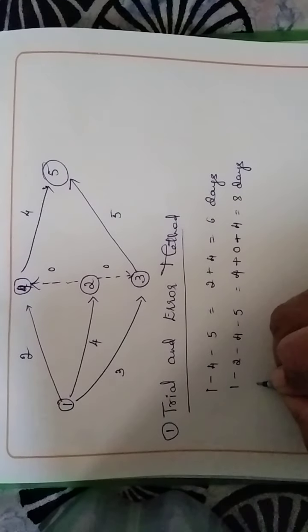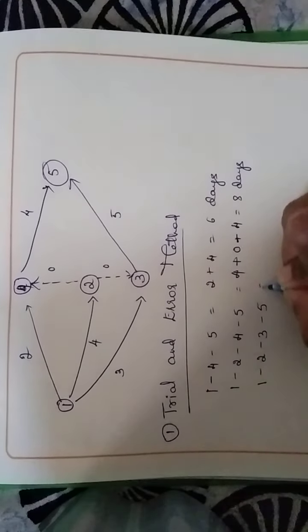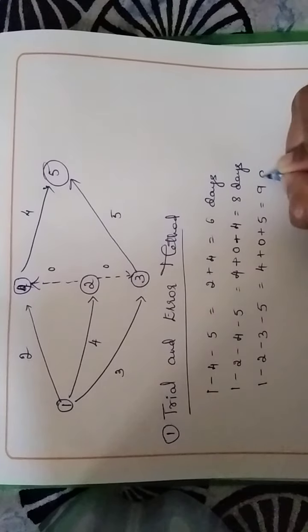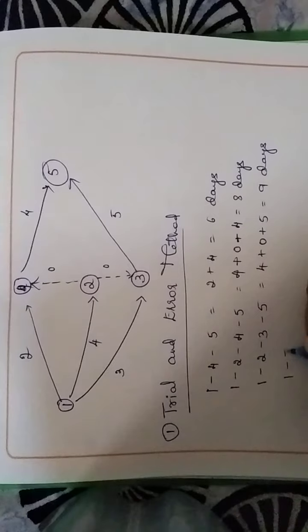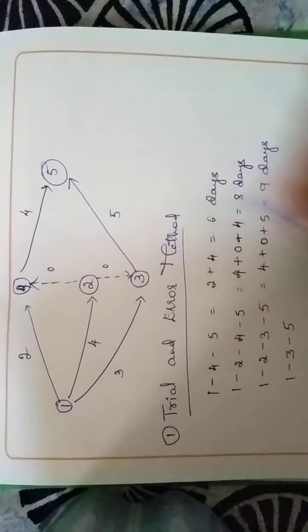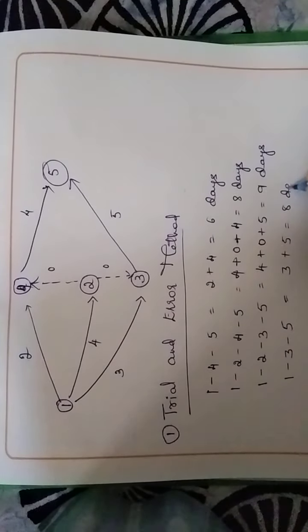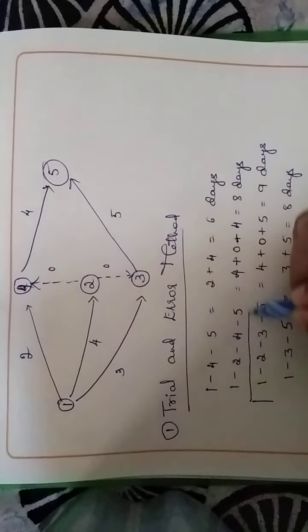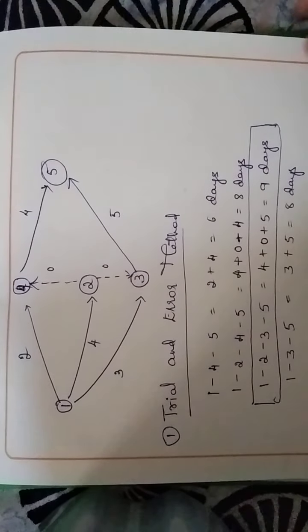So the next possible path is 1 to 2, 2 to 3 and 3 to 5. So it is 4 plus 0 plus 5, which is equal to 9 days. And the last path is 1 to 3, 3 to 5. So we have to follow the arrow marks here. So it is 3 plus 5 is equal to 8 days. If you observe the number of days, the longest duration is the third one. So this we call it as the critical path.